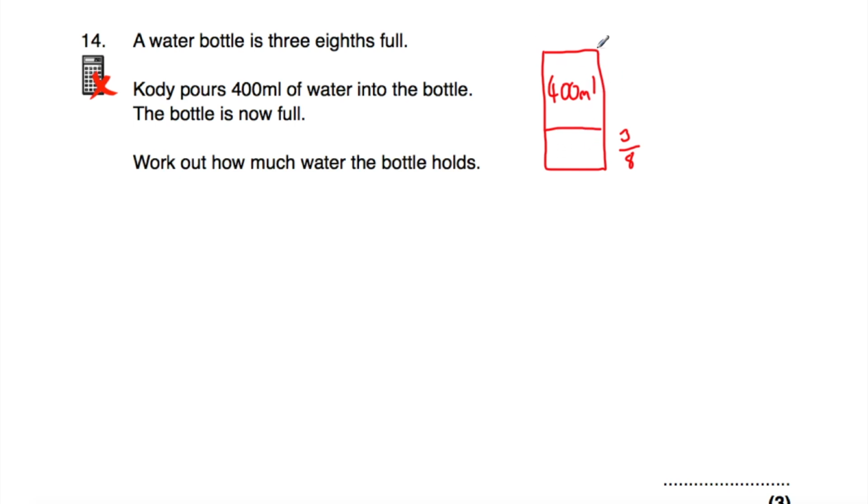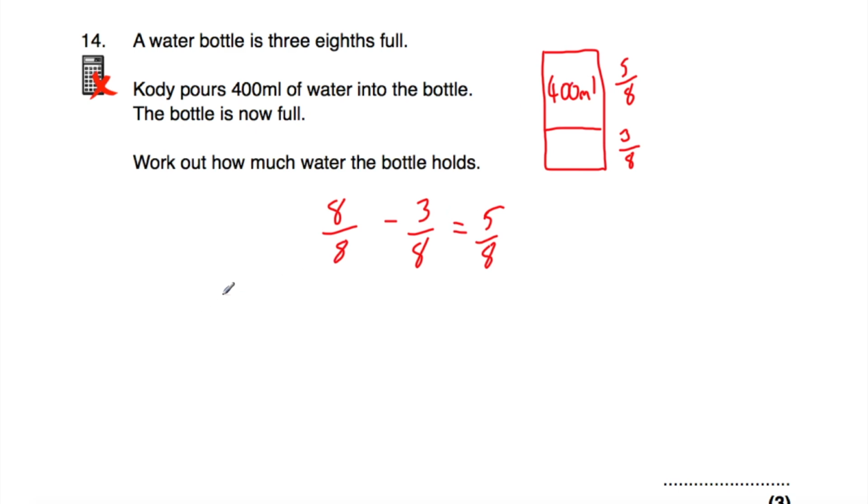Well, I want to work out what fraction of the bottle this 400 millilitres is. Now let's consider the bottle. The bottle will contain 8/8 whenever it's full. And if we take away the 3/8, that'll tell us what fraction of the bottle this 400 millilitres is. So 8/8 take away 3/8 would be equal to 5/8. So this 400 millilitres is 5/8 of the bottle. And that makes sense because it had 3/8 to begin with. It had 400 millilitres poured in and it's now full. So the 400 millilitres would be 5/8 of the bottle, the rest of the bottle.